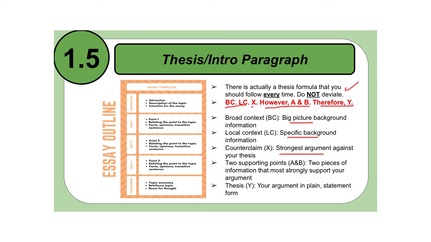X is your strongest argument against you, or your counterclaim. A and B are your 2 pieces of information that are strongly supportive of your argument. And then Y, the thesis, is your actual argument or your statement, your claim. This is the claim that you're going to be making.